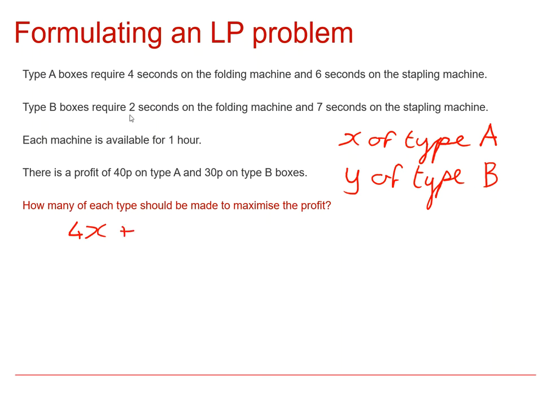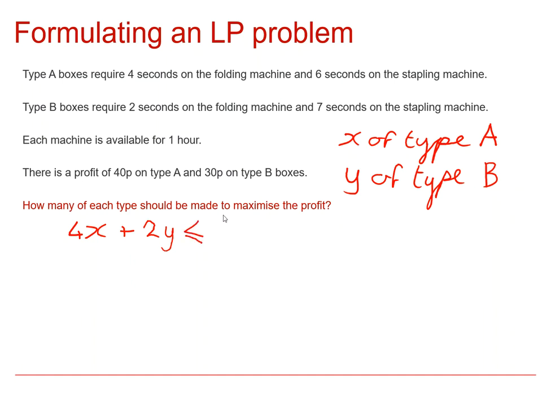And then type B boxes, they require 2 seconds on the folding machine, so by the same argument, that's going to add a time of 2y for the time that is spent using the folding machine to make type B boxes. And we know that the total time available on that machine is 1 hour, so the amount of time that we spend has to be less than or equal to 1 hour.